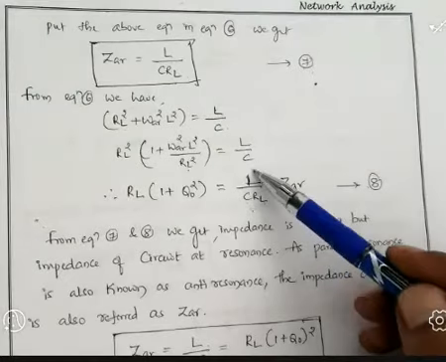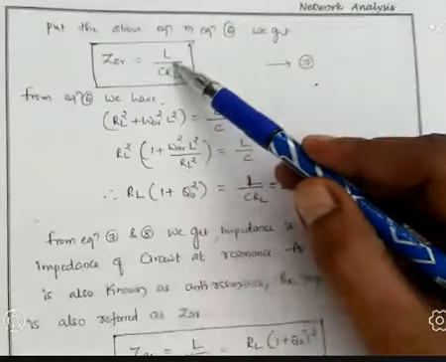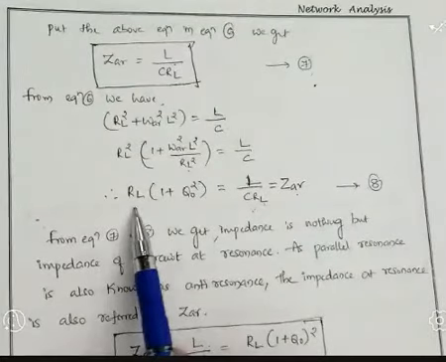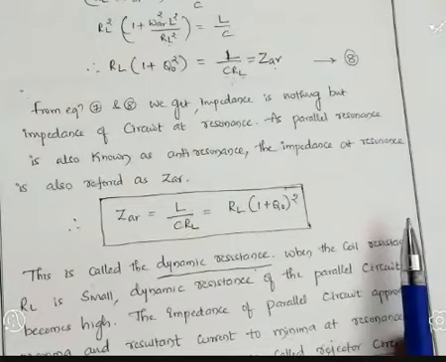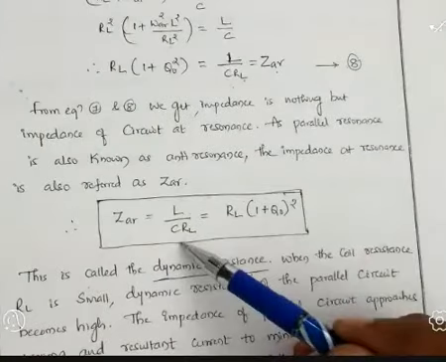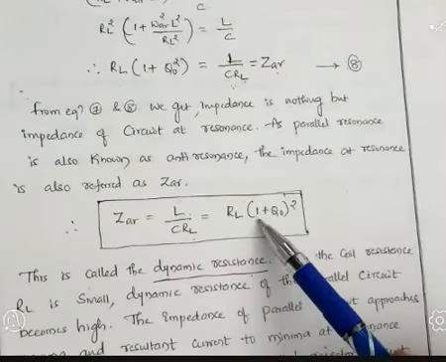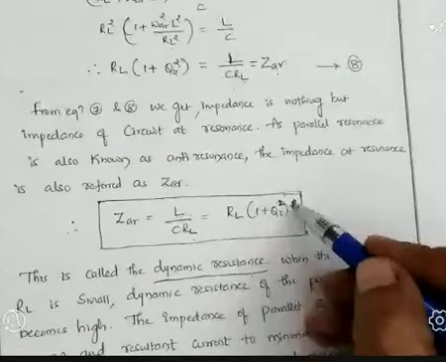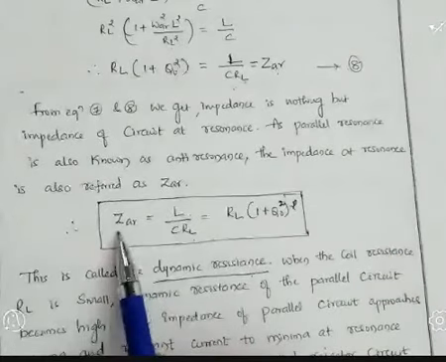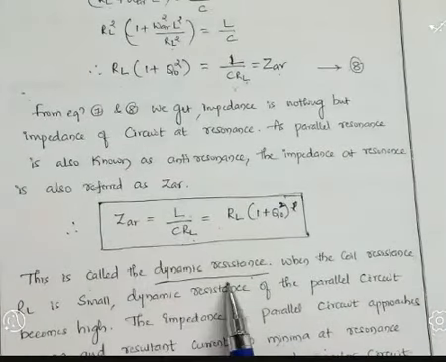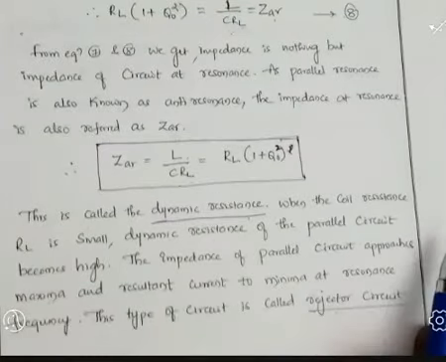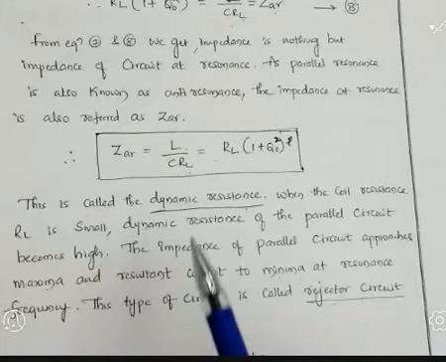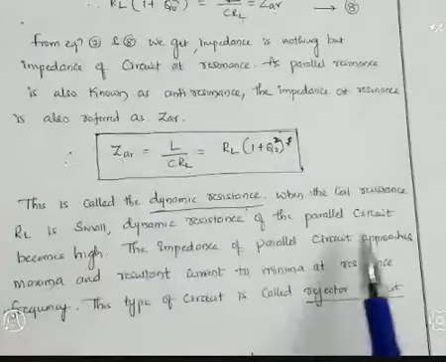L divided by C into RL is the impedance of the circuit. So from this expression, we can say that ZAR equal to L divided by C into RL, that is equal to RL multiplied by 1 plus Q naught square. This is called the dynamic resistance. It means when the coil resistance RL is small, the dynamic resistance of the parallel circuit becomes high.